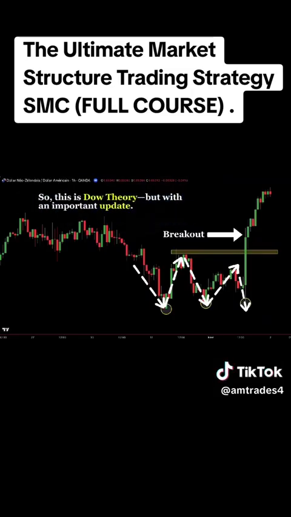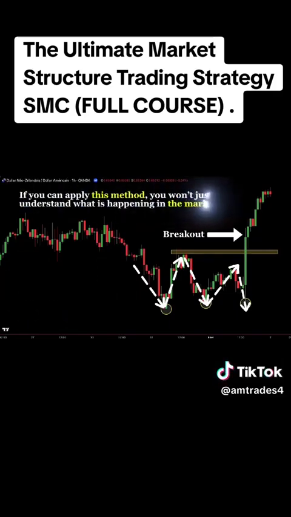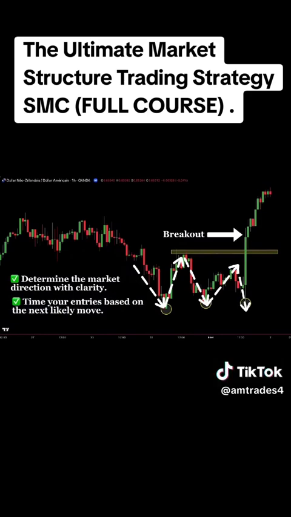So this is Dow theory, but with an important update. I've incorporated chart patterns, impulsive and retracement moves to make it more relevant to today's market conditions. If you can apply this method, you won't just understand what is happening in the market. You'll be able to determine the market direction with clarity and time your entries based on the next likely move.